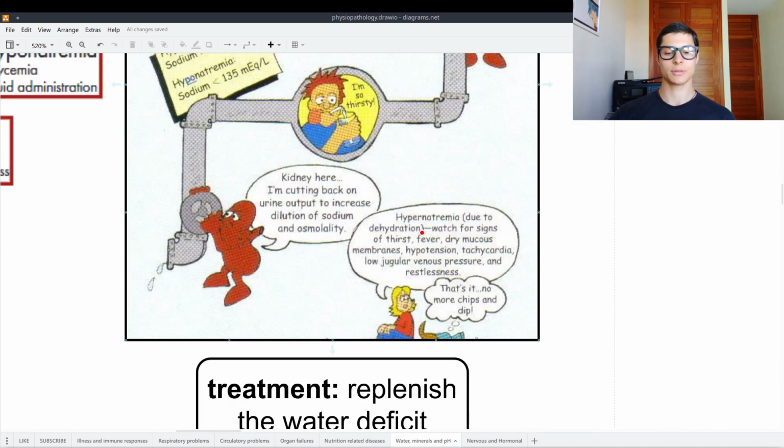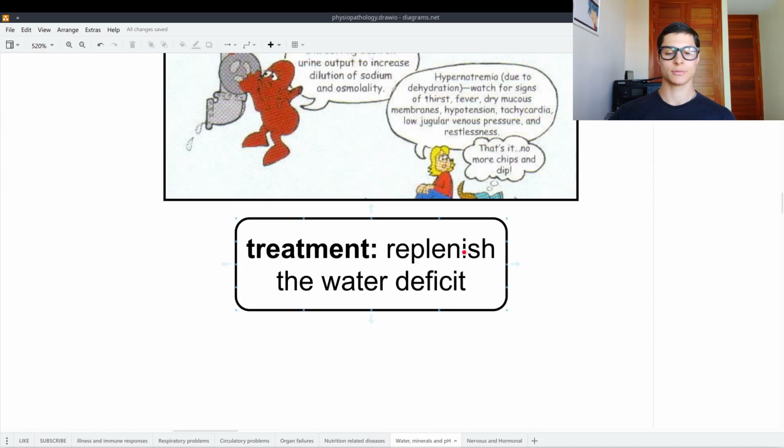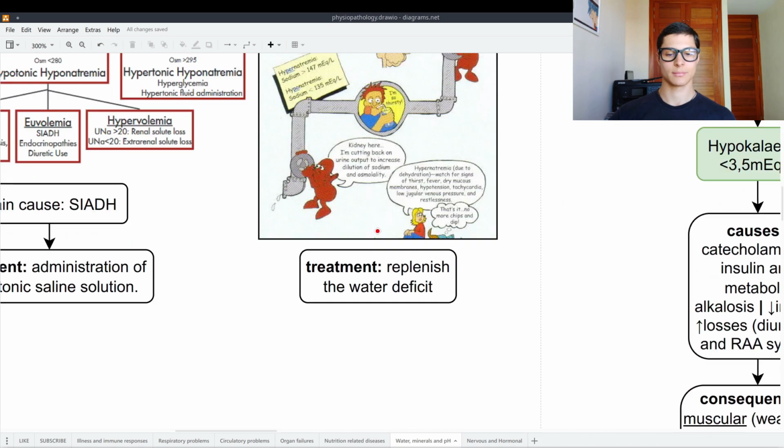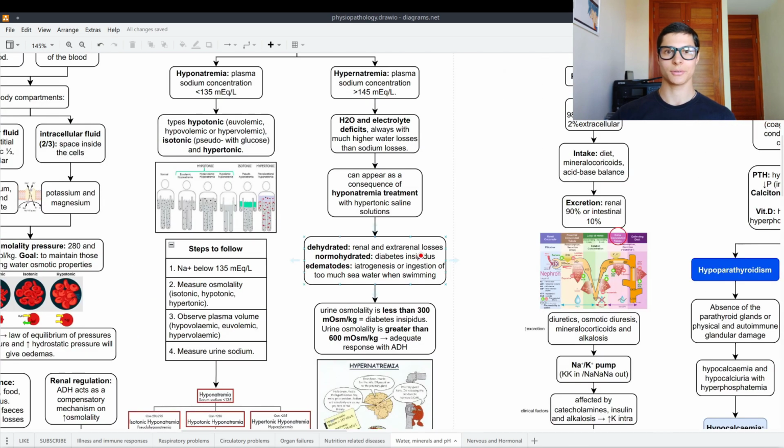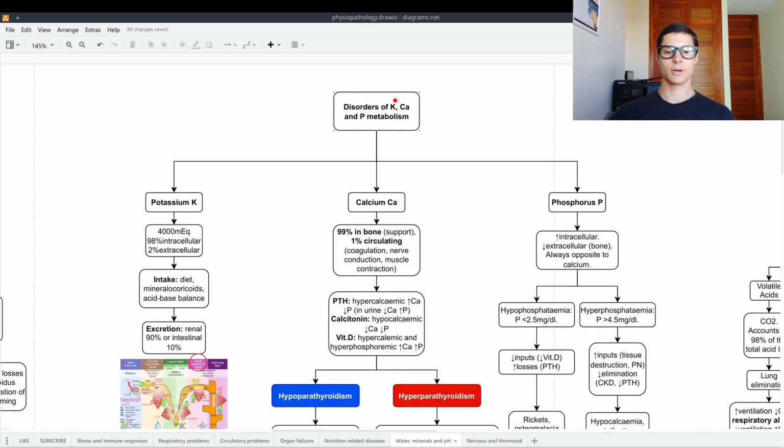Hypernatremia due to dehydration. Watch for signs of thirst, fever, dry mucous membranes, hypotension, tachycardia, low jugular venous pressure, and restlessness. The treatment is to replenish the water deficit. Drink. Hydrate yourself. Now let's talk about the disorders of potassium, calcium, and phosphorus metabolism.